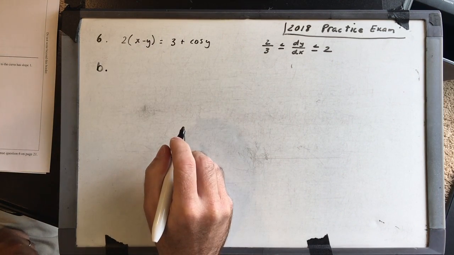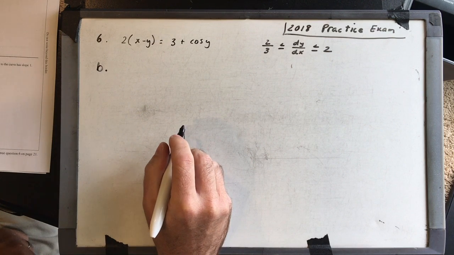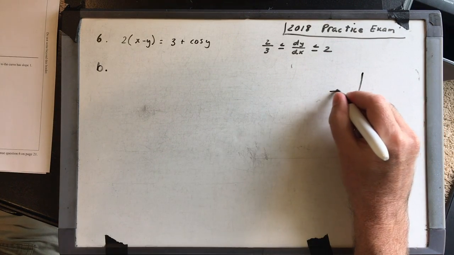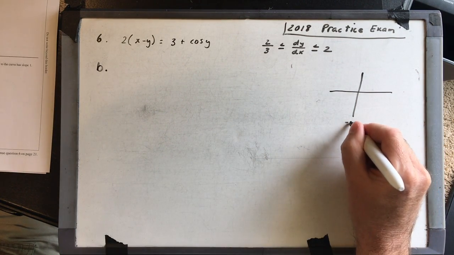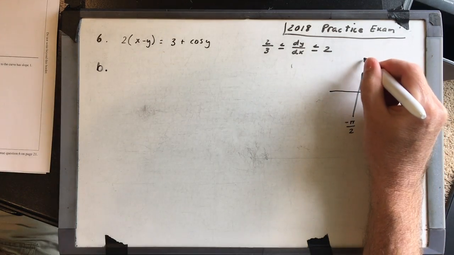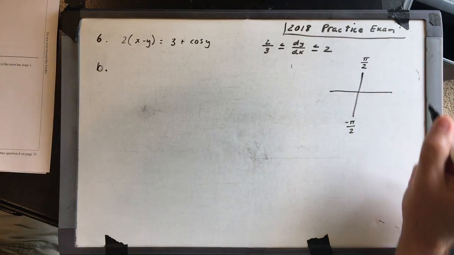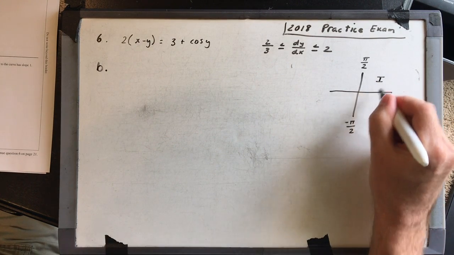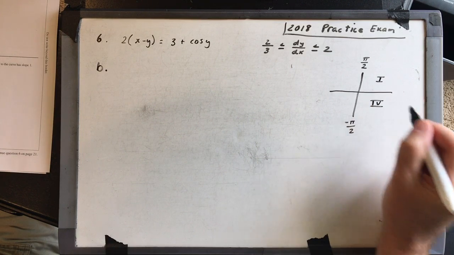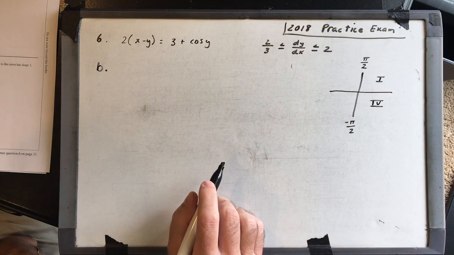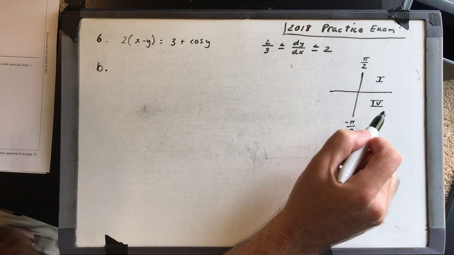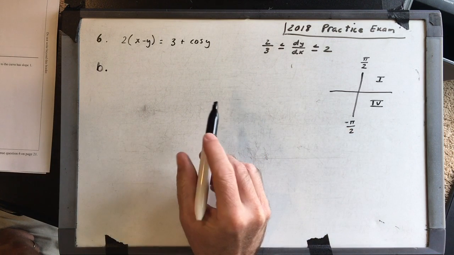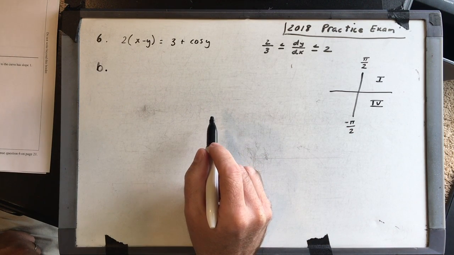Okay, so part B says we're always between negative pi over 2 and pi over 2. So looking at the unit circle, make sure you have your unit circle handy on AP test day, but between negative pi over 2 and pi over 2, this is quadrant 1, this is quadrant 4. What that's saying is that the point P is always in quadrant 1 or quadrant 4. So there's a point P on the curve through which the tangent line has a slope 1.